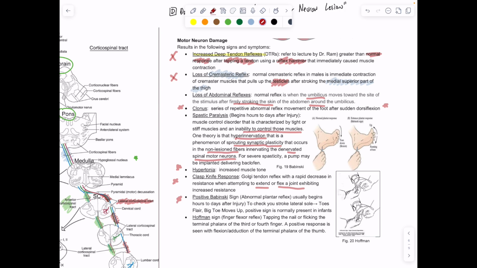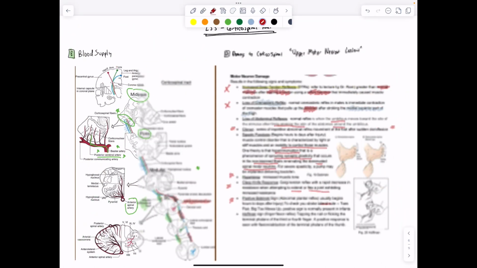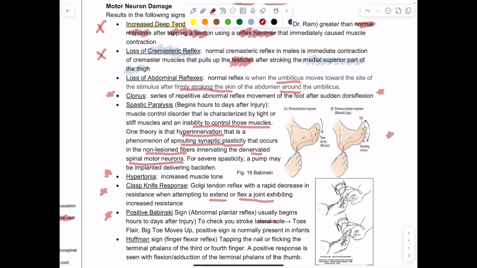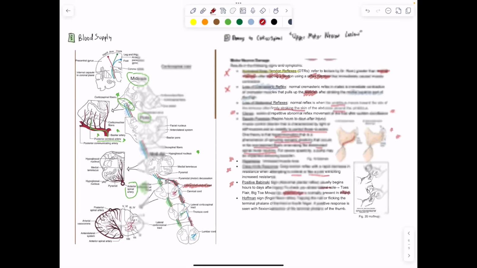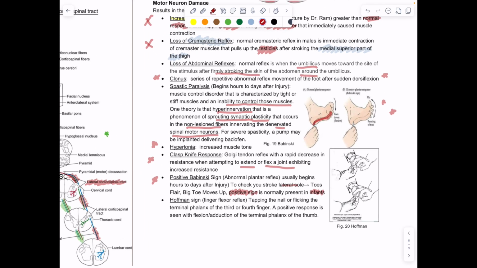Positive Babinski sign, which begins hours to days after an injury. If you stroke the lateral sole, the toes are going to flare. Oops, which we can see here. So if you stroke here, then the toes will flare upwards. A positive sign is normally present in infants, but not in adults. And so if you have damage to the corticospinal pathway, doing this and having them splay their toes would be a positive sign.